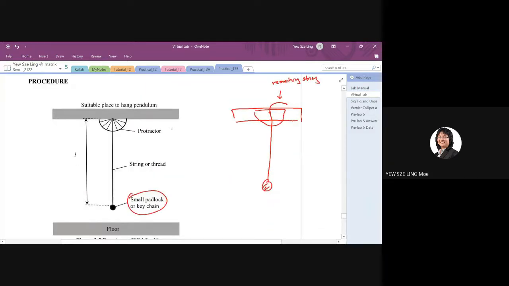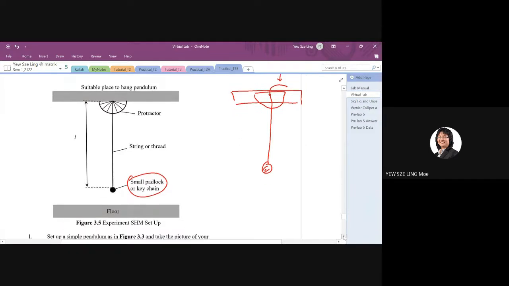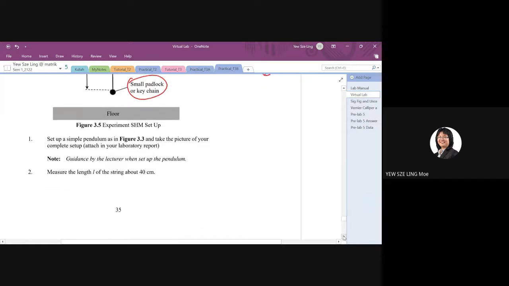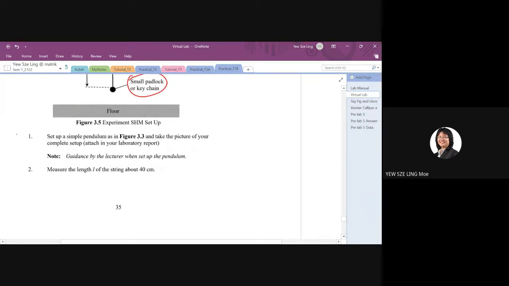The setup is very simple. The setup is exactly as shown in the diagram. You just think how you are going to set it up. Step number one, set up the simple pendulum as shown in figure 3.3. Take pictures of your complete setup and attach it in your lab report. So you don't have to sketch the diagram. In fact, you don't have to do a diagram for the procedure.